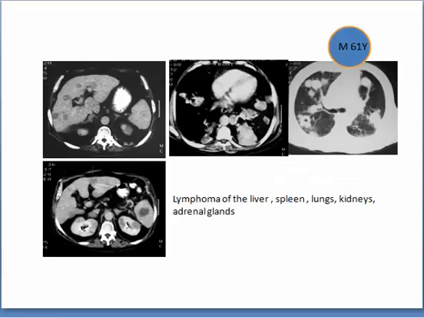Here is lymphoma of the liver, spleen, kidneys, and also the lungs, as well as the adrenal glands. Lymphoma deposition, infiltrations in all these organs: liver, spleen, kidneys, suprarenals, and lung.